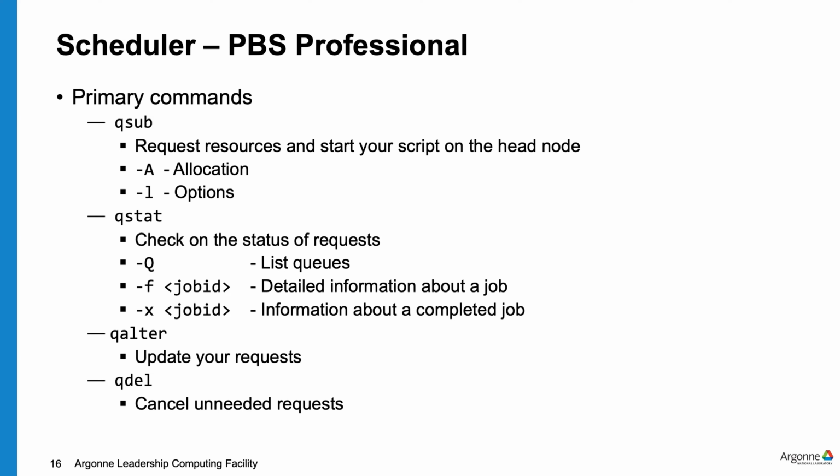either qsub, which allows you to request your resources and you'll start your script on the head node. This being another change is that the script will run directly on a compute node, with the head node being the main compute node which the script runs on. You'll have similar options like -A for your allocation that you're going to be using. And then you'll specify a lot of your selection and requirements for your job through the -l, which provides the various options. And I'll go through a few of those examples on a later slide.